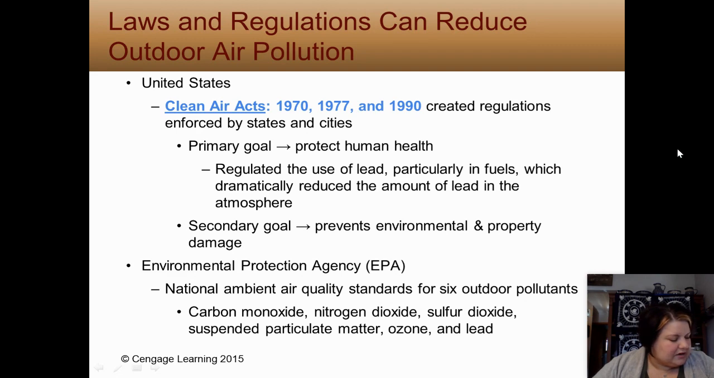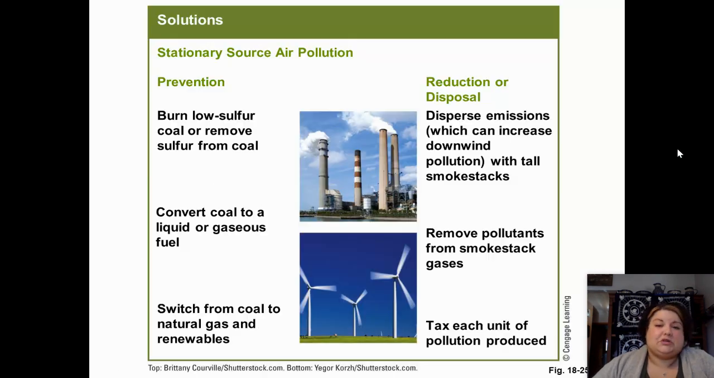So the last thing you want to end with is basically, what do we do? How do we reduce it and how do we clean it up? So you're going to want to divide number 14 into 2 columns. We have stationary source air pollution, so things that don't move, and then we have mobile air pollution. So let's start with stationary source.